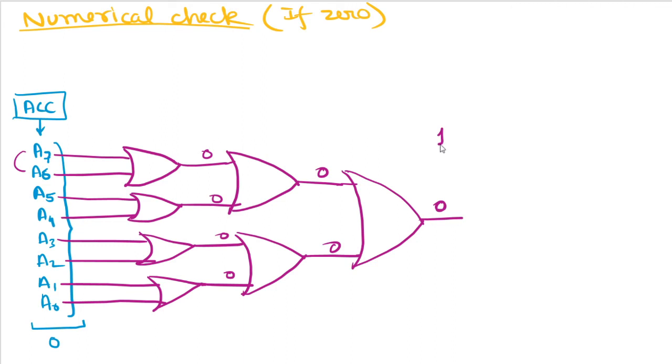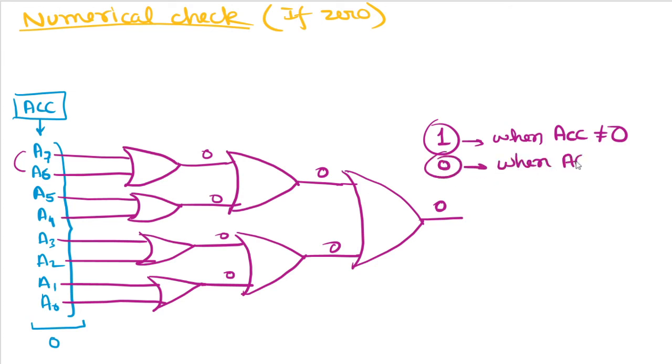So this value will be 1 when any one of these bits is 1. That means when the accumulator is not equal to 0. When the value inside the accumulator is not equal to 0, it will be 1, and it will be 0 only and only when the value inside the accumulator is 0, right? All the bits here are 0.